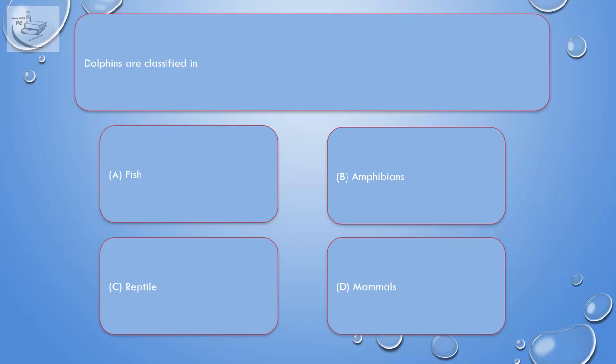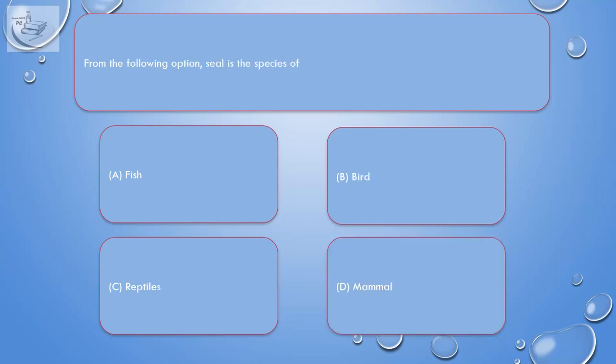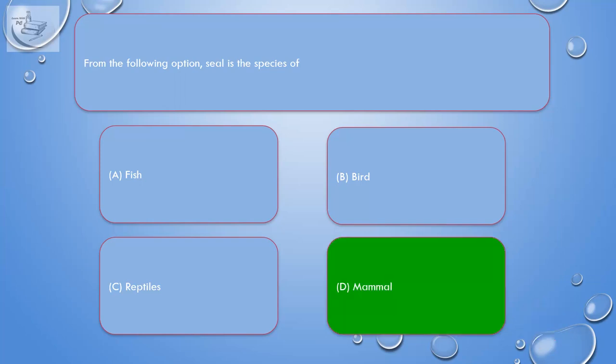Question: Dolphins are classified in A. Fish, B. Amphibians, C. Reptile, D. Mammals. Correct answer is D. Mammals. Question: From the following option, seal is the species of A. Fish, B. Bird, C. Reptiles, D. Mammal. Correct answer is D. Mammal.